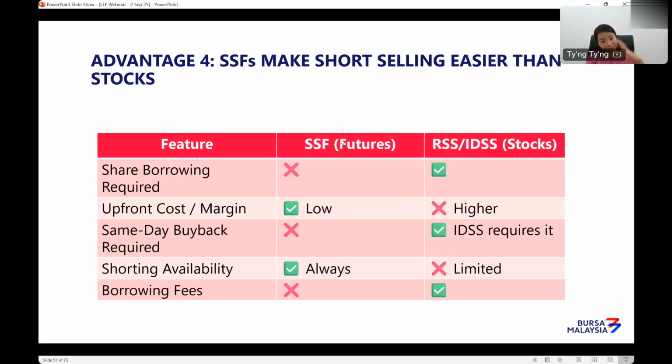Now, this is a simple table that summarizes everything you need to know. Starting with the feature of share borrowing required. Remember, if you want to sell, if you want to short, you do not need to borrow for SSF. Let me get my cursor up. For SSF, you do not need to. For RSS, you need to borrow the share before you can short sell. Now, for upfront cost, for SSF it's relatively low, but for RSS or IDSS it will be higher.